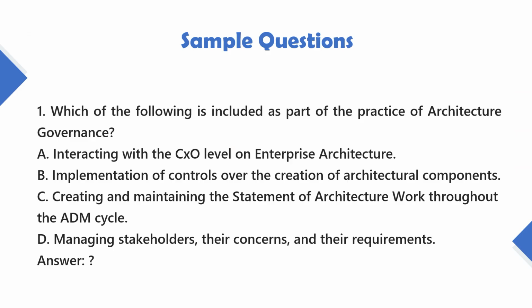1. Which of the following is included as part of the practice of architecture governance? A. Interacting with the CXO level on enterprise architecture. B. Implementation of controls over the creation of architectural components. C. Creating and maintaining the statement of architecture work throughout the ADM cycle. D. Managing stakeholders, their concerns, and their requirements.